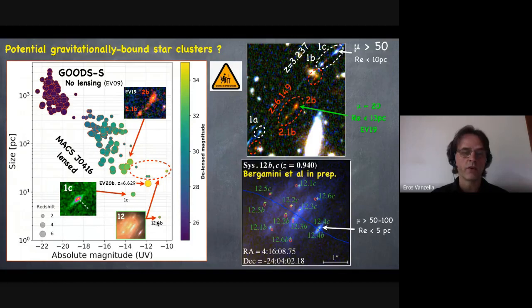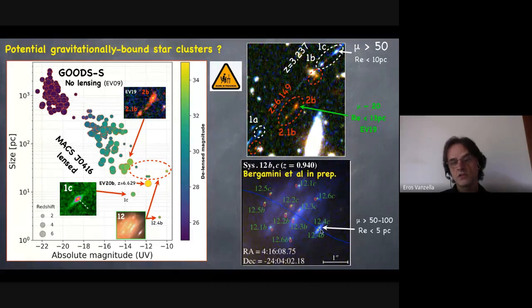Another one is very compact. This is another galaxy that is crossing the critical line. You see all the knots here are mirrored on the other side, and the magnification for this knot is very high. So I think this is extreme, and the size we got is something like 5 parsec. So at least for these two systems, 1 and 2, we can probably say whether they are gravitationally bound, by calculating the dynamical age.